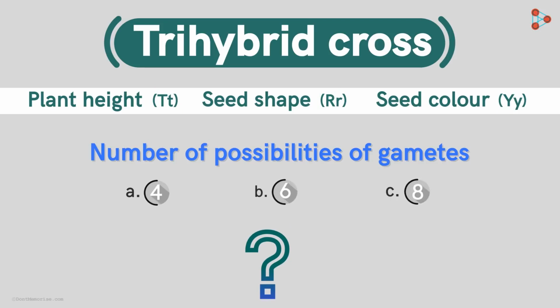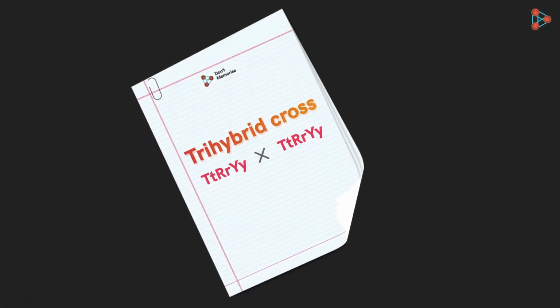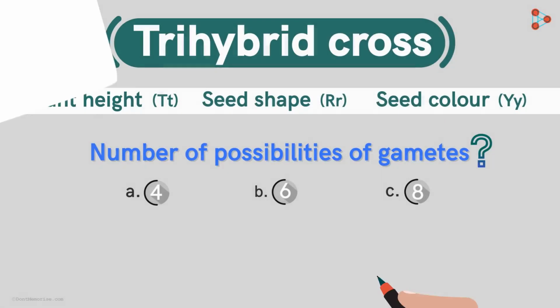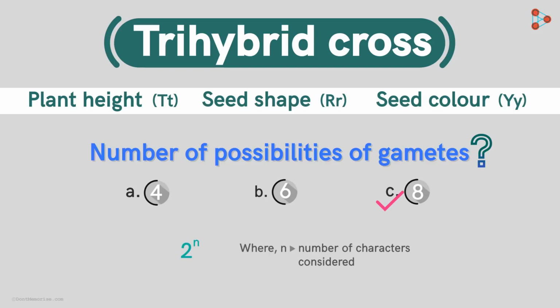You can pause the video and make the necessary calculations on paper. We get 8 possibilities when a heterozygous individual for all the 3 traits is considered. The simple trick is by using the formula 2 raised to n. Here n is the number of characters considered at a time. Now since this is a trihybrid cross, the formula will be 2 to the power 3, which gives us 8. So there are 8 possible combinations of gametes that are obtained. Now to take it a step ahead, can you tell me the different combinations of genes in these 8 gametes?